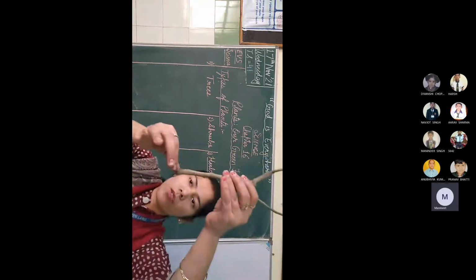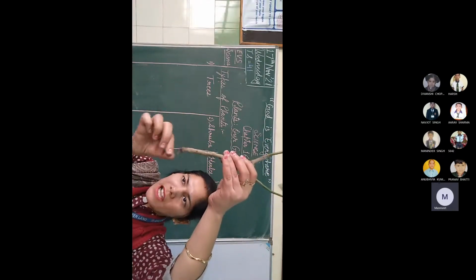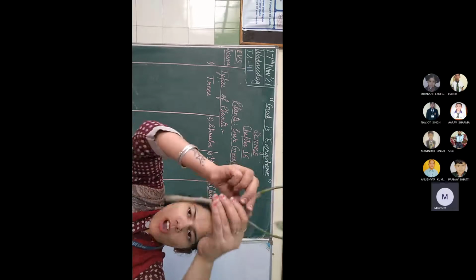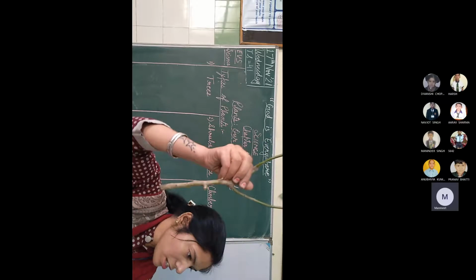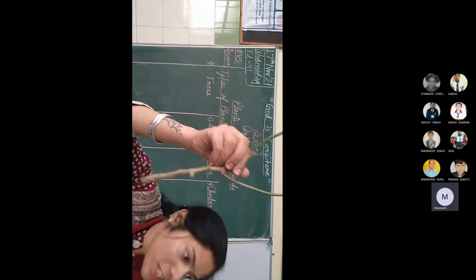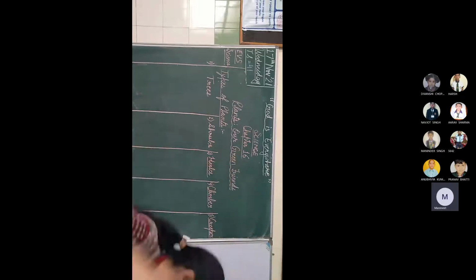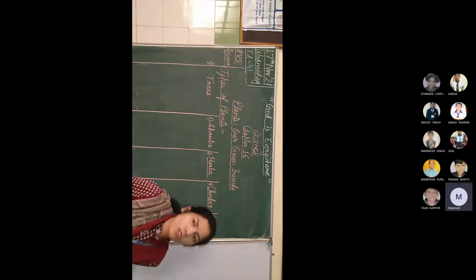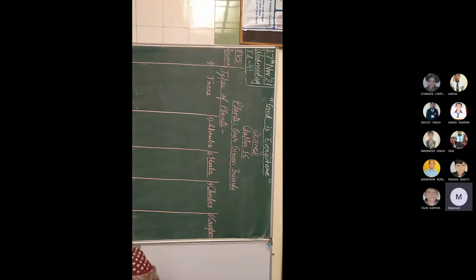Now see here, root. Can you see the roots? See, small ones are coming out here. So this is called your root. There are two types of roots. One was your tap root and one was your fibrous root. Okay. So the tap root was long, and more roots were coming out of it.